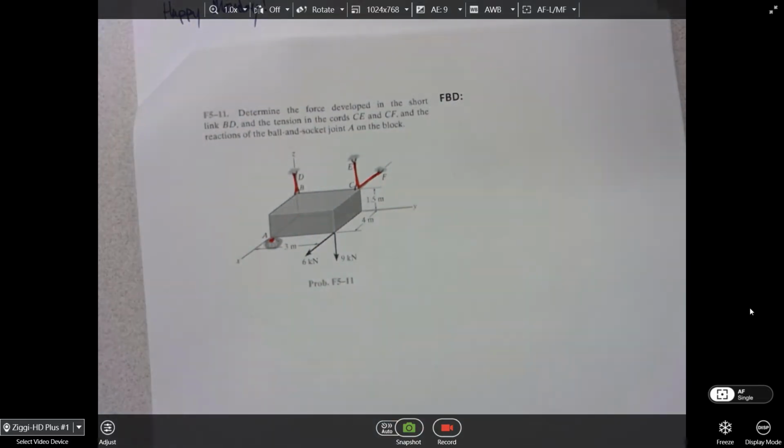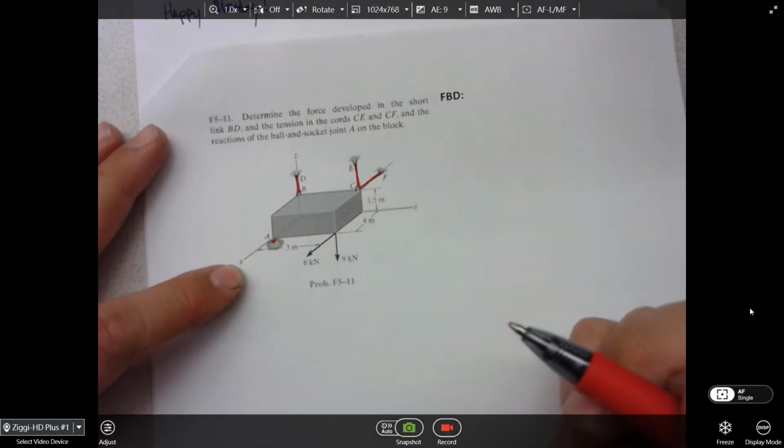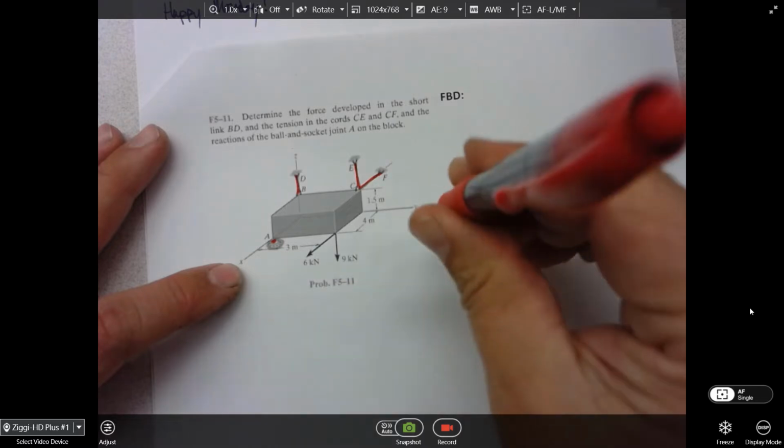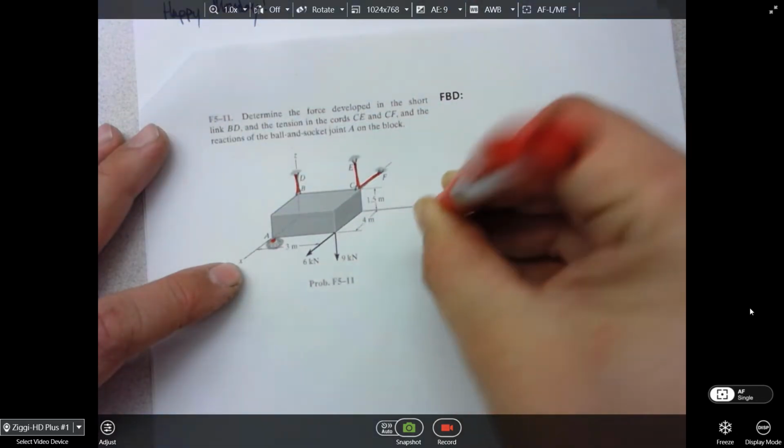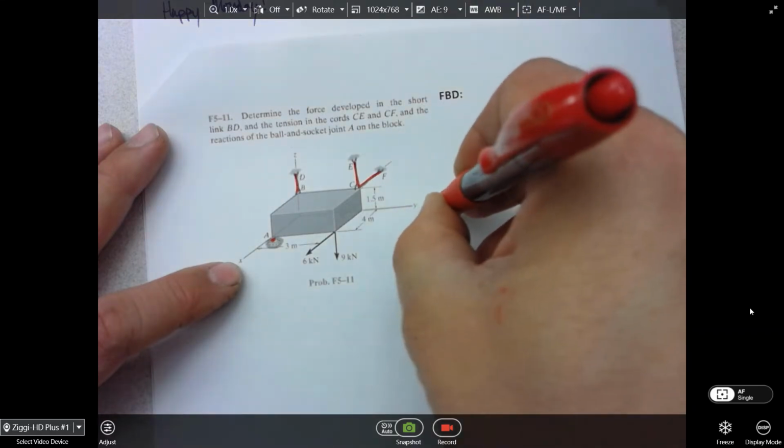So anybody remember what types of motion a ball and socket resists? No, it's all the forces. All the forces, right? None of the moments. So it allows you to do this, right? You can move the pin everywhere, but you can't move the tip of the pin.